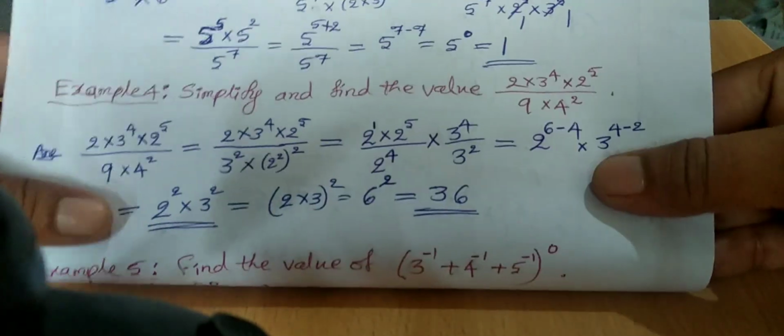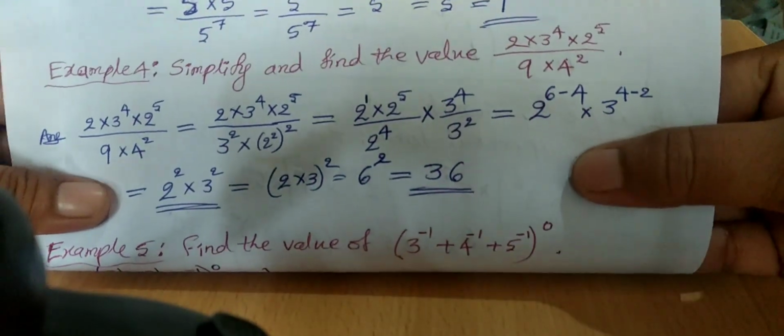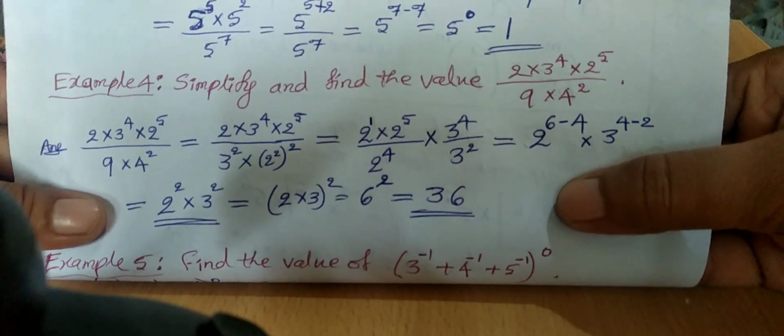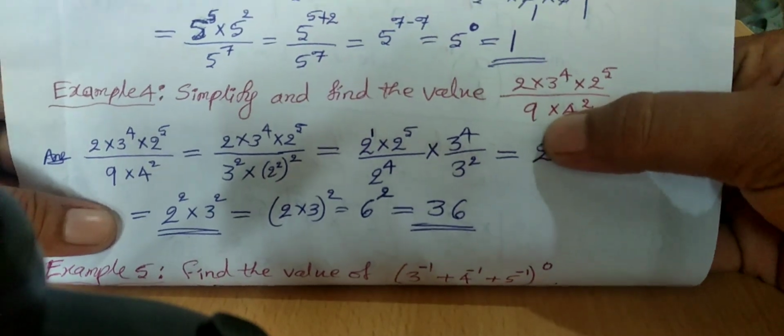Next, let us see another problem. Simplify and find the value: 2 into 3 to the power 4 into 2 to the power 5, 9 into 4 square.